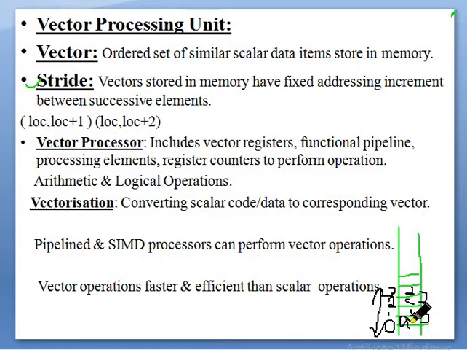See, now what I will do is I will keep stride as 1. Okay, stride as 1, what I will get? A, B, C, D. Next I will change the stride to value 4. Okay, that means what?